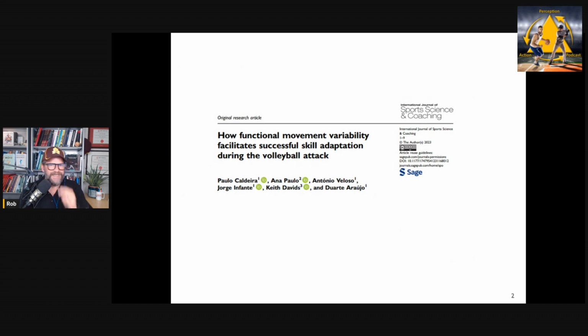So, this is the study, How Functional Movement Variability Facilitates Successful Skill Adaptation During the Volleyball Attack, by, among others, Eduardo Ruggiero and Keith Davids. So, this paper is, as I said, going to compare this ecological method with more traditional coaching.